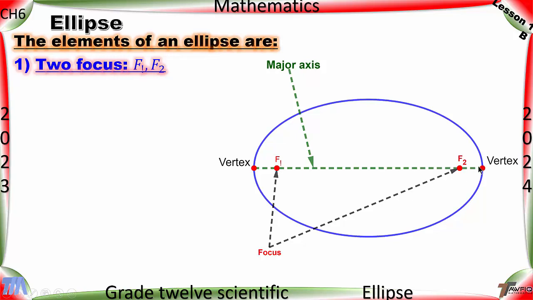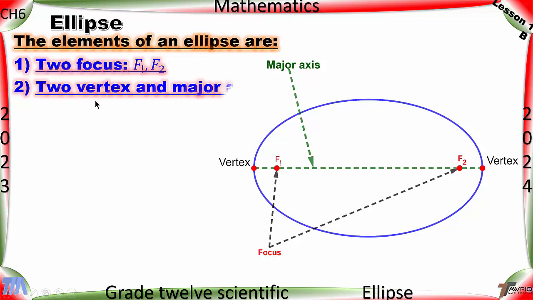The segment which passes through these two foci, F1 and F2, cuts the ellipse at 2 points. They are called vertices, and the segment is called the major axis. Then we have two vertices and the major axis.